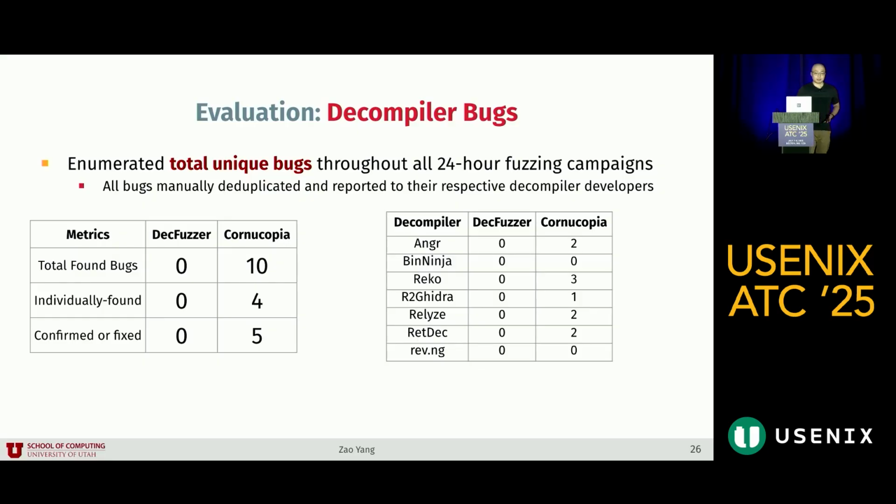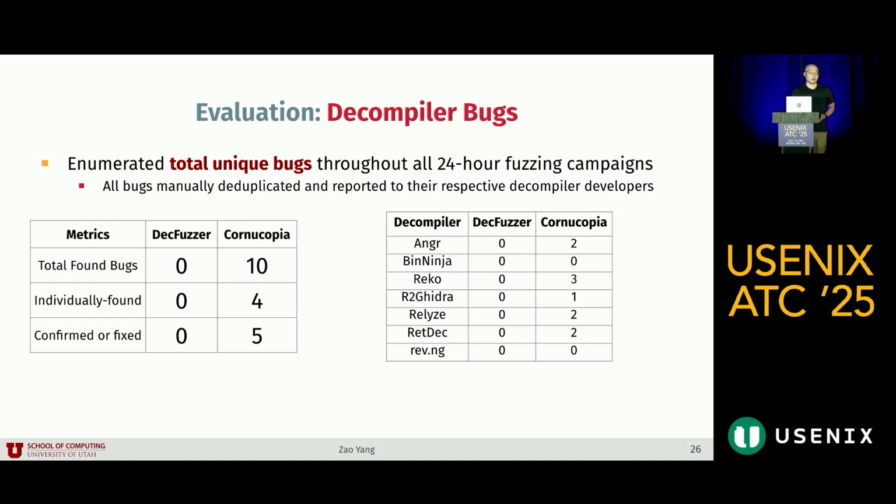And the last question we want to answer is, can Bin2Wrong reveal more decompilation bugs? So we collect all the test cases that cause divergent output between the original binary and the recompiled binary, and manually try each of them to identify their root cause. Then we report these root causes to the developers and count the total number of bugs found as well as each tool's individually found bugs.